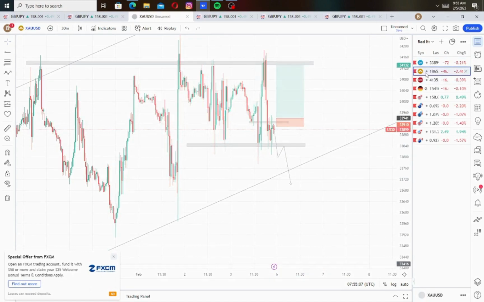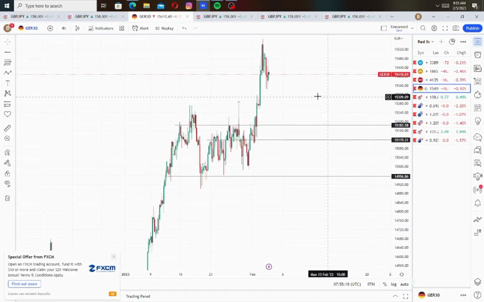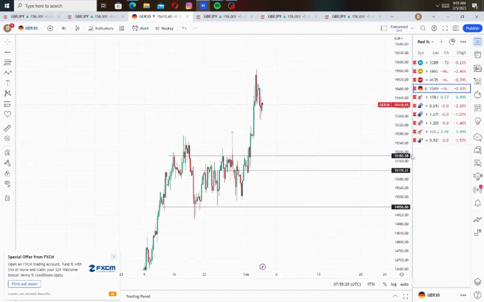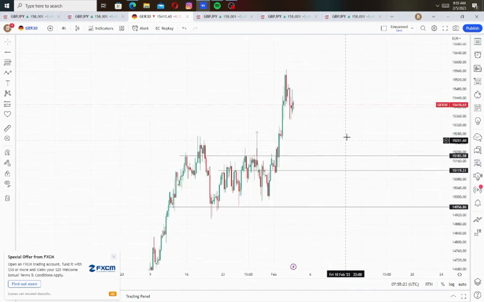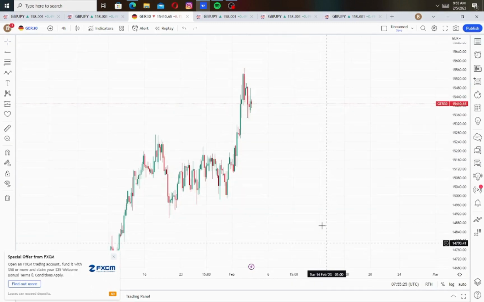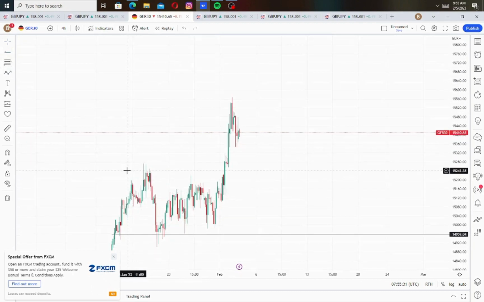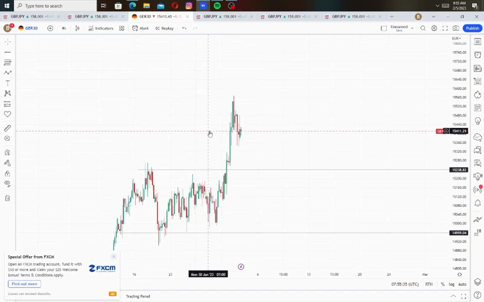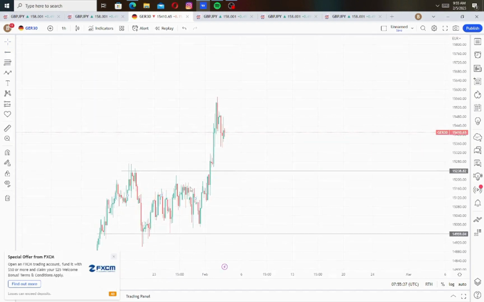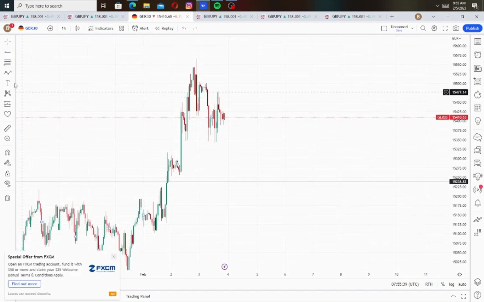So now we're gonna look at German. Do this quickly, remove the drawings, mark those areas. I'm just gonna mark this area as well. Dive into that 1 hour just to see what's going on.